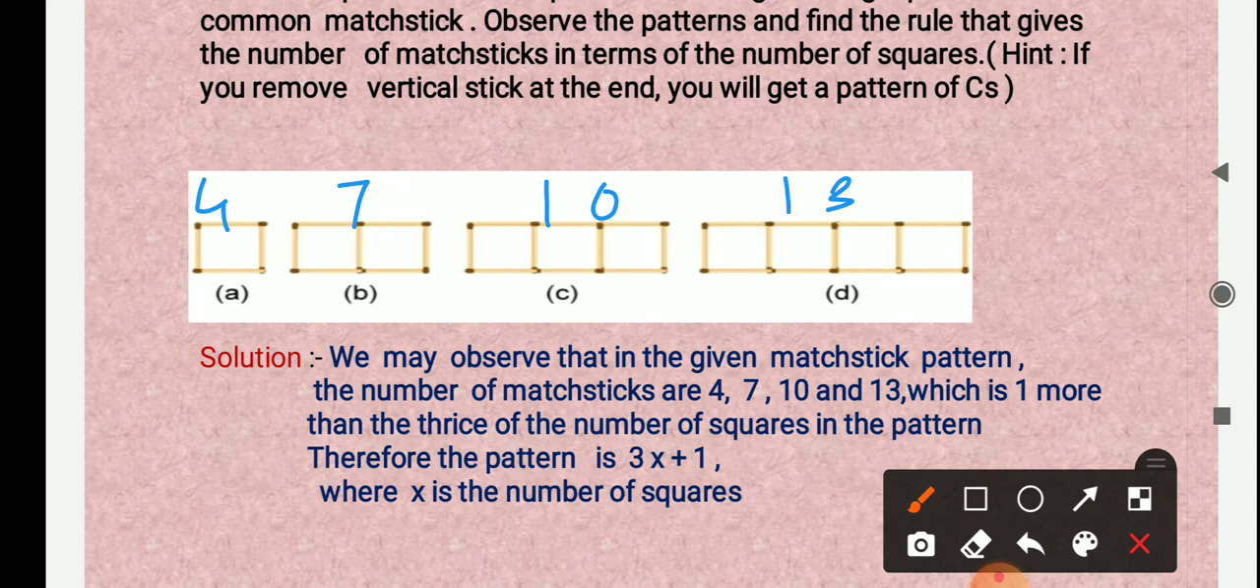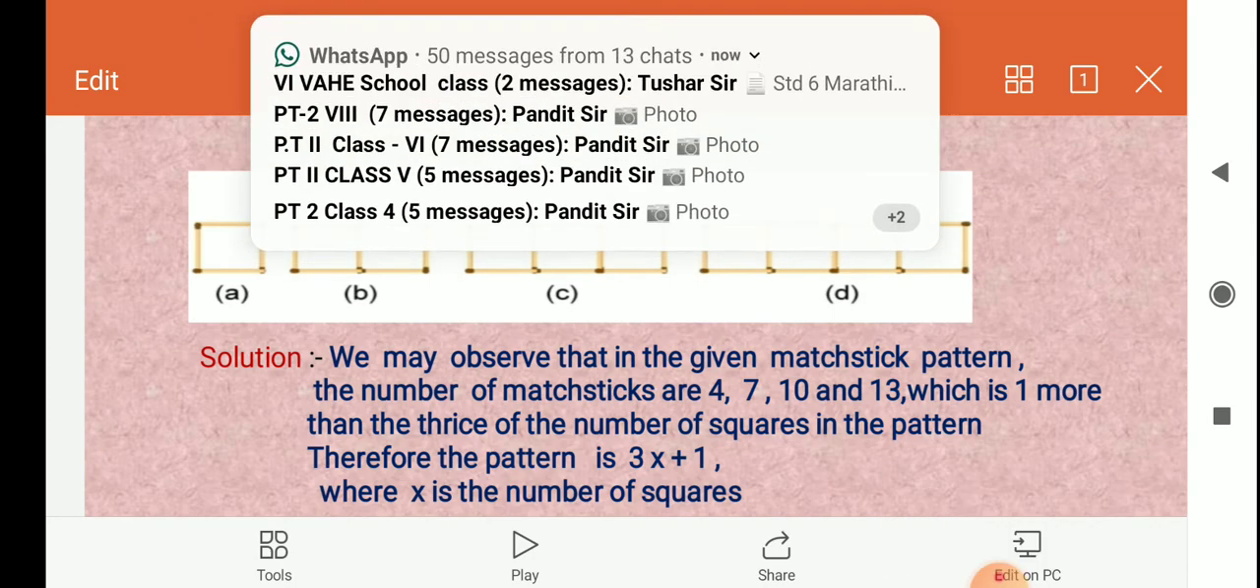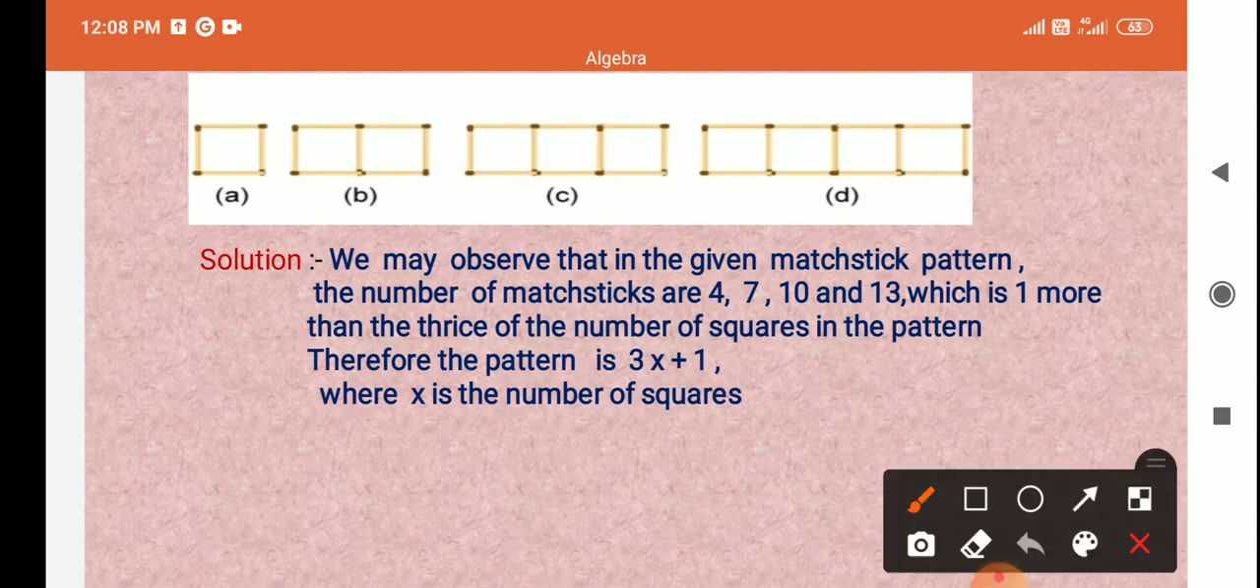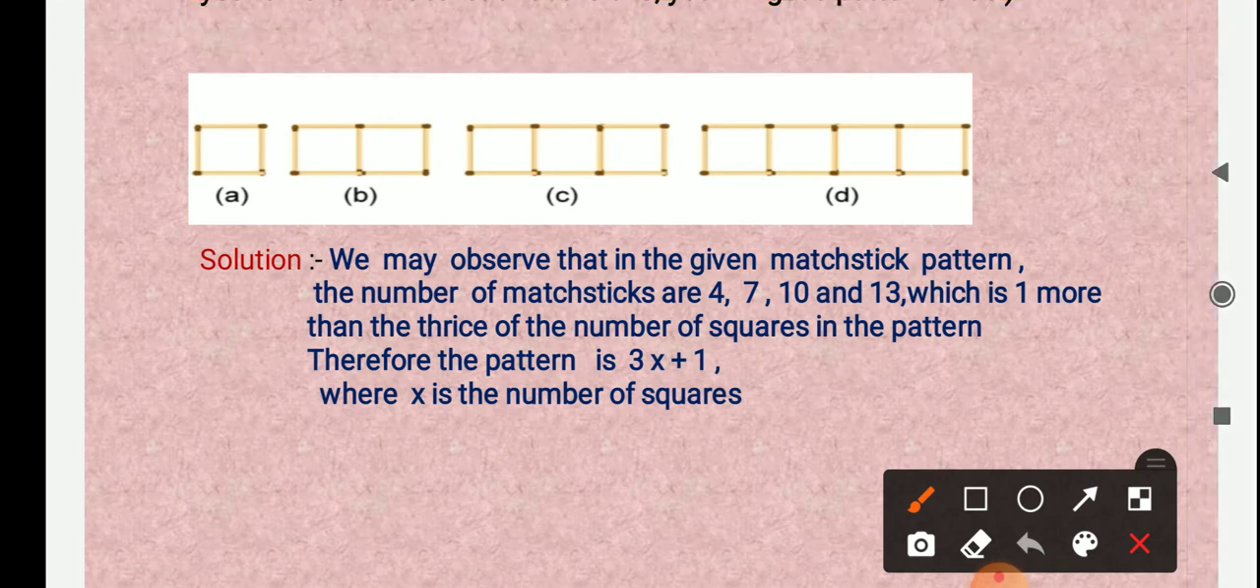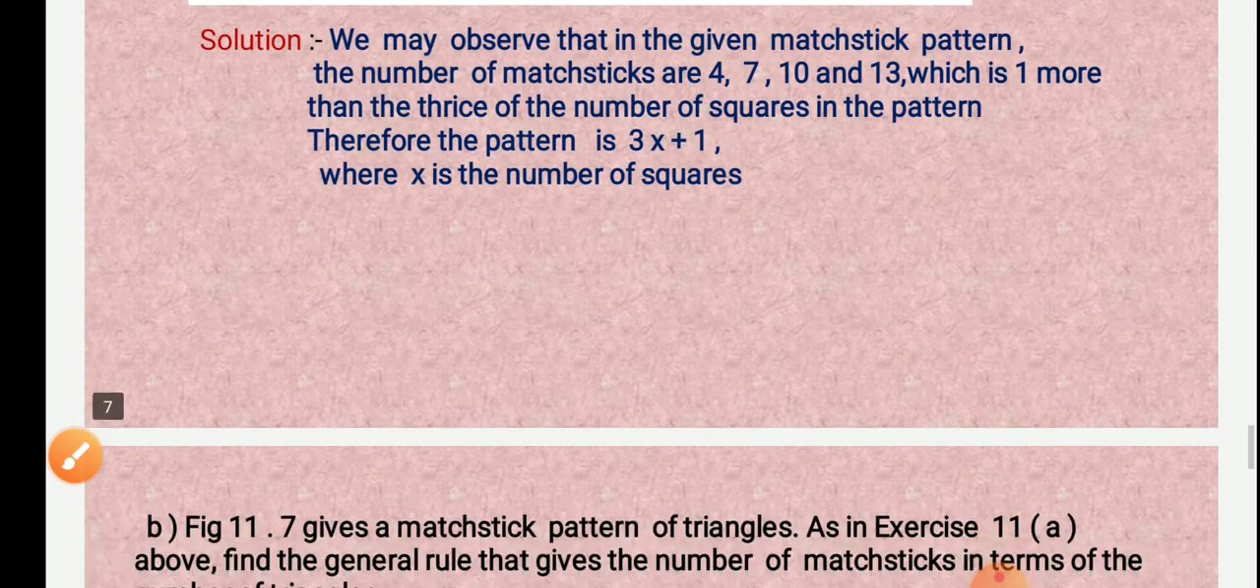This means in this pattern, it is one more than thrice the number of squares in the pattern. Means here 3x plus 1, where x is the number of squares. See students, which pattern did we get here? 3x plus 1. What is the meaning of that? 1 more than thrice the number of squares, where x means the number of squares. So we get the rule of this pattern.